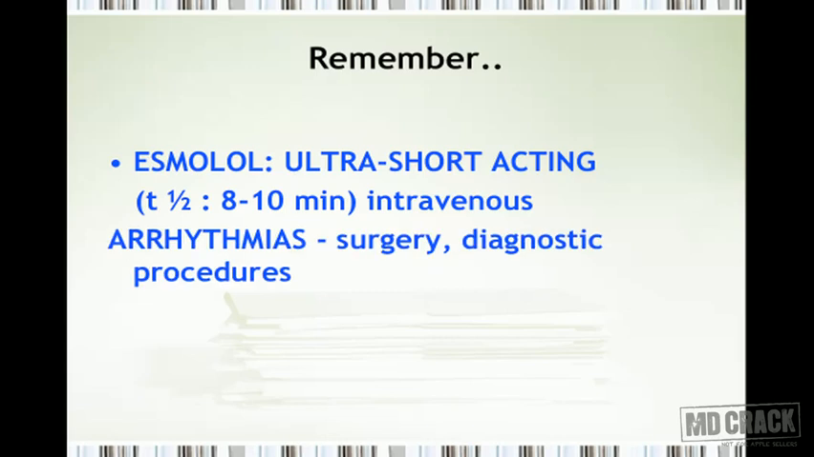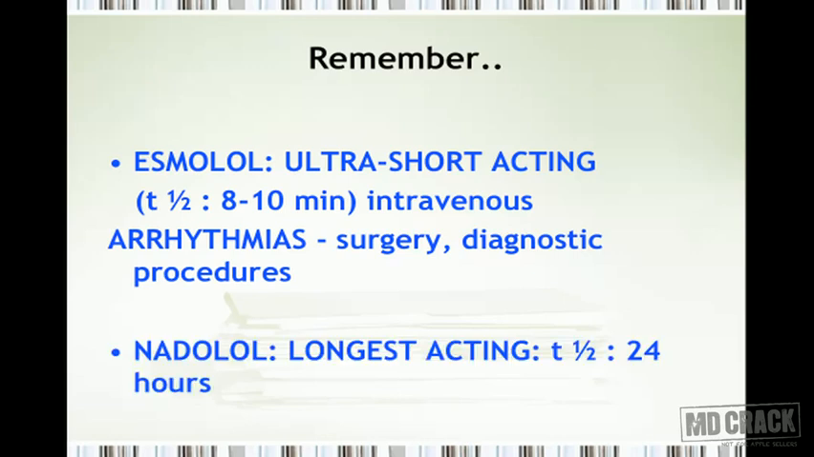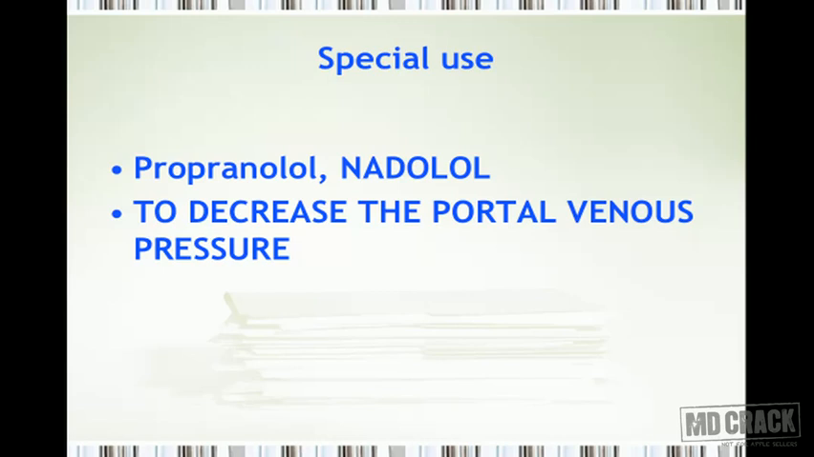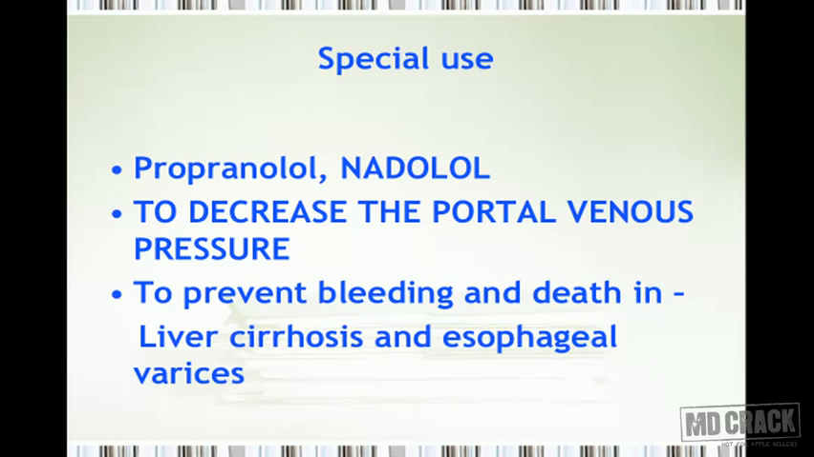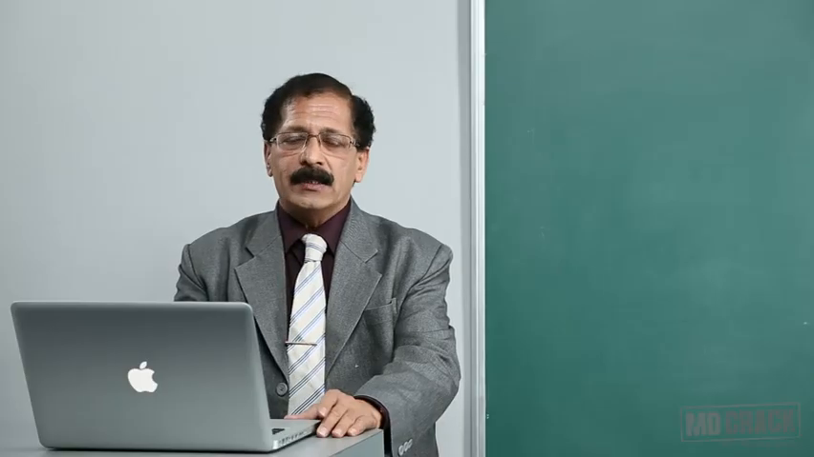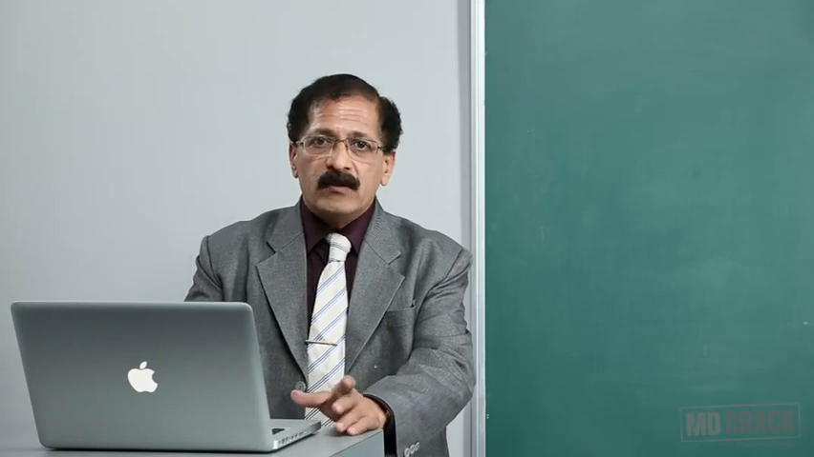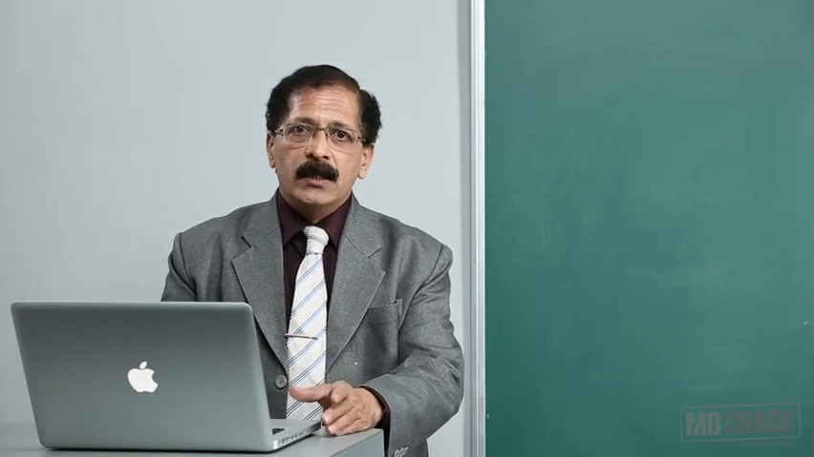Please don't forget the arrhythmias associated with surgery, the arrhythmias associated with various diagnostic procedures. Second important thing to remember is nadolol, which is the longest acting beta blocker, and its half-life is 24 hours. There's a special use for beta blockers like propranolol and nadolol. They are used to decrease the portal venous pressure and to prevent bleeding and death in patients with liver cirrhosis and esophageal varices. So that was a review, a summary of alpha blockers as well as beta blockers.